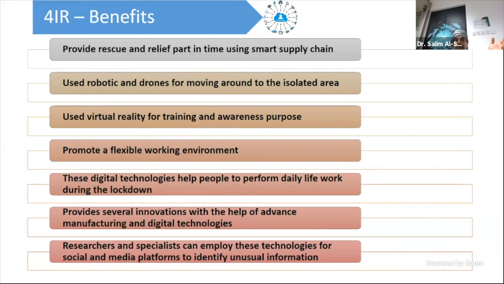Of course, for any technology there are benefits and there are challenges. There are lots of benefits we can use. Of course, they provide risk and relief support in time using a smart supply chain. Remember, last time Oman was affected by the cyclone, Cyclone Shaheen. If we had really implemented and embraced all these technologies at that time, we could have used them for risk and relief. Use robotics and drones for moving around in isolated areas. Use virtual reality for training and awareness purposes. Promote a flexible working environment. There are lots of benefits we can gain from adopting these technologies in our daily work, in our government or in our organization.